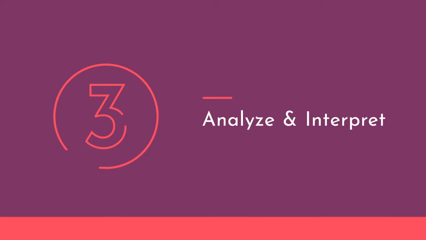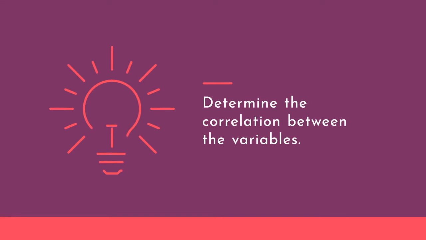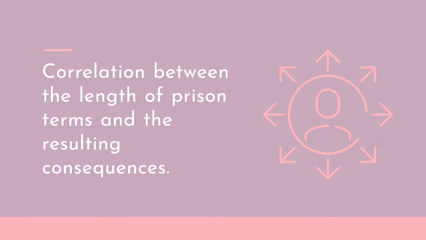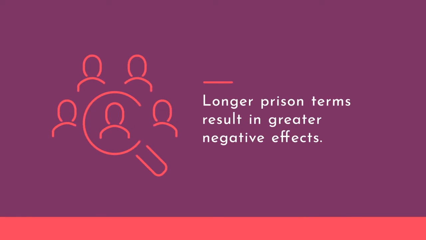After the research has been conducted, the third phase is to analyze and interpret the data. By going through the outcomes of the data, we can then determine the correlation between the variables. In the case we have proposed, we would have a better understanding of the correlation between the length of prison terms and the resulting consequences. By following this research process, we are able to conclude that the data supports our hypothesis that longer prison terms result in greater negative effects in the lives of juvenile delinquents.